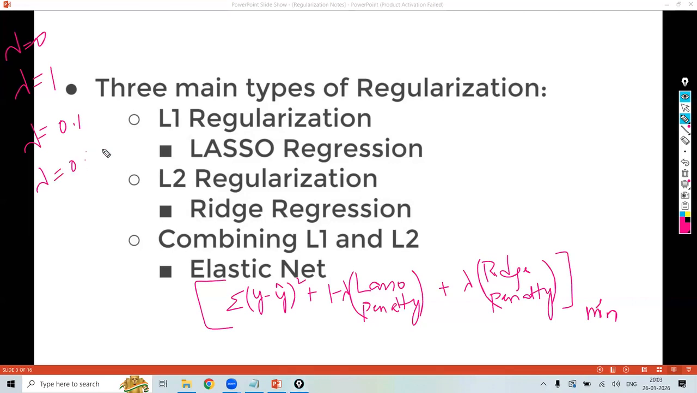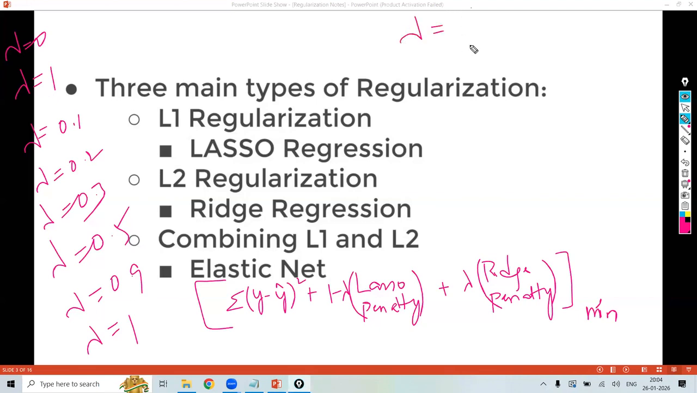Lambda equal to 0.2: 80% ridge, 20% lasso. Lambda equal to 0.3: 70% ridge, 30% lasso. Lambda equal to 0.5: 50% ridge, 50% lasso. Lambda equal to 0.9: lasso is 90%, ridge is 10%. Lambda equal to 1: ridge is 0, lasso is 100%. So the lambda value varies between 0 and 1 only. It cannot cross more than 1, and it cannot be less than 0. The lambda will be between 0 and 1.